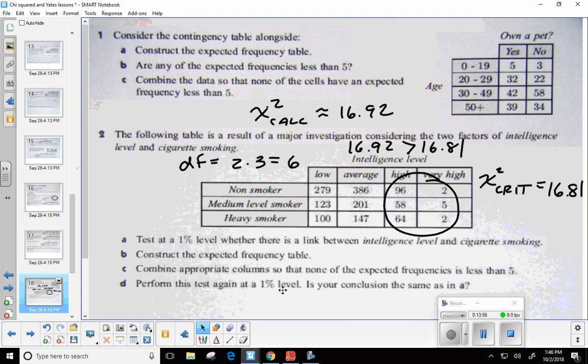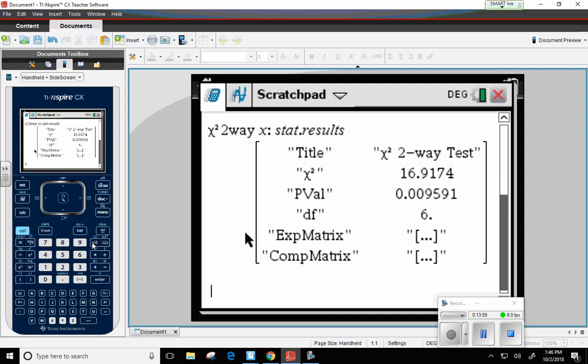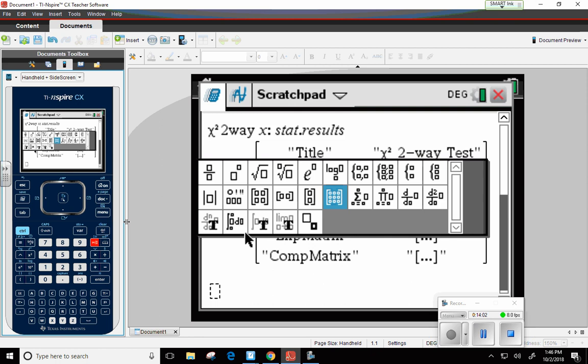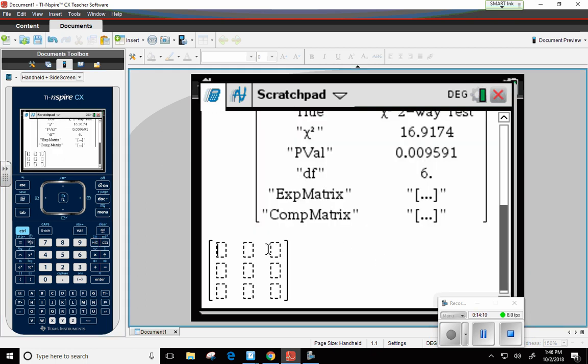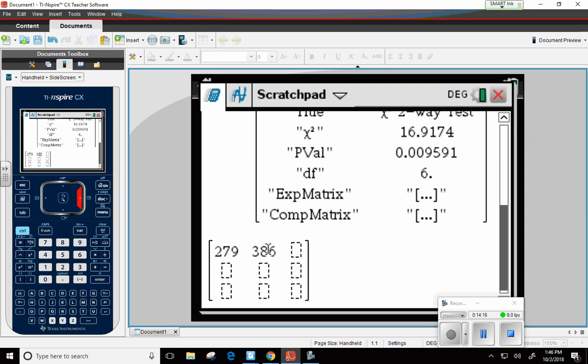Okay. So I'm going to come back over here. So now, because I'm combining two of the columns, my dimensions have changed. It's now a what? 3x3. Okay. So I'm going to choose this guy right here. And let's see. So that would be 279, 386. And I'm going to add the values for the last two columns in each row. So this one is now 98. Then I'm going to go ahead and say 123, 201, and that would be 63. Okay. And then 100, 147, and then the last one is now 66 because I added the final two columns.